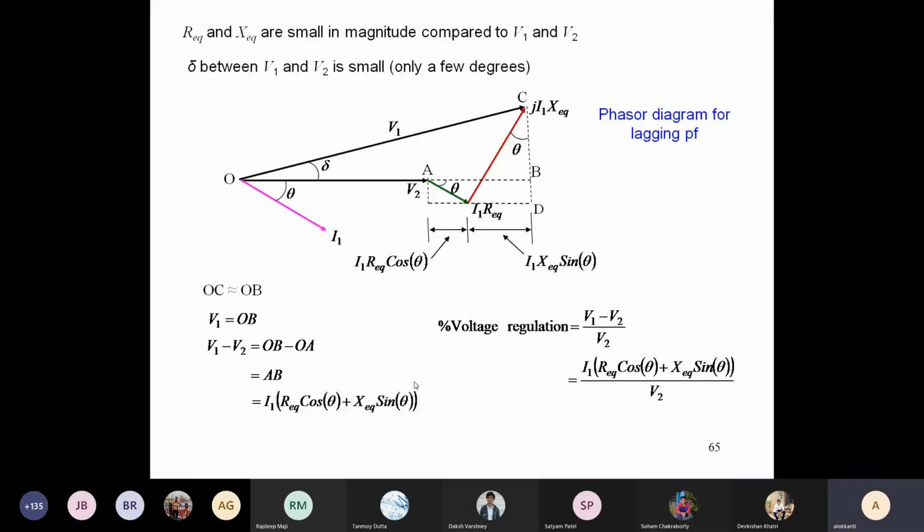And again, this is only for the lagging power factor. If you have a leading power factor, the equation will be something different. So can you find out what the voltage regulation formula will be for the leading power factor?